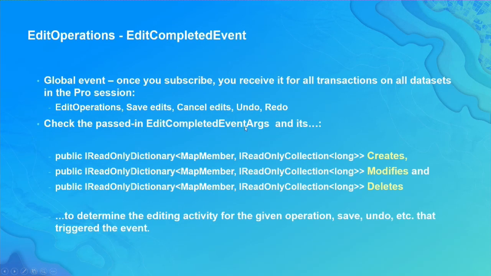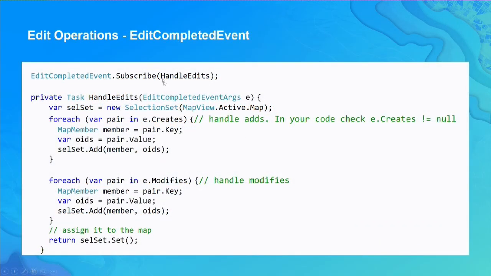Through the arguments of EditCompletedEvent, we can pick up what's changed, creates, modifies and deletes, etc. As an example of that on the next page. Subscribing is really easy. It's just once. You don't have to do it for any layers. It just happens to the edit. So I'm subscribing. Here's the routine I'm passing it to, HandleEdits. Here I'm just compiling a list of what's been created, what's been modified during that particular edit operation. Not the session, but that actual edit operation.